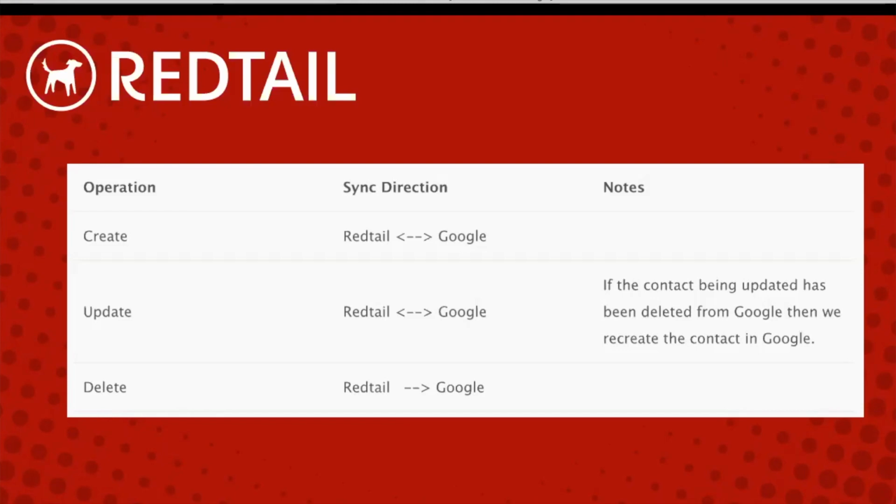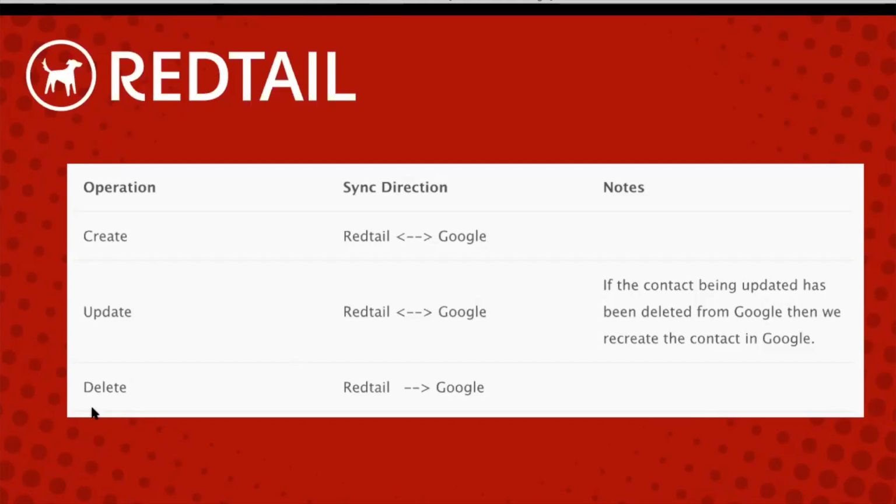And then here I just wanted to show you an excerpt from our documentation on the Redtail Google Sync. So when you're creating contacts, they can be created within Redtail or within Google, and it will sync either way. That's what we're letting you know here. When you update information in Redtail and Google, it does sync both ways, but we do have a note over here that says if the contact being updated has been deleted from Google, then we will recreate the contact in Google.